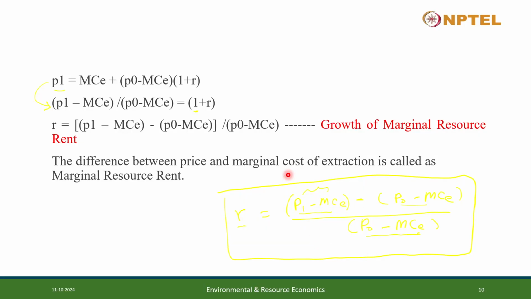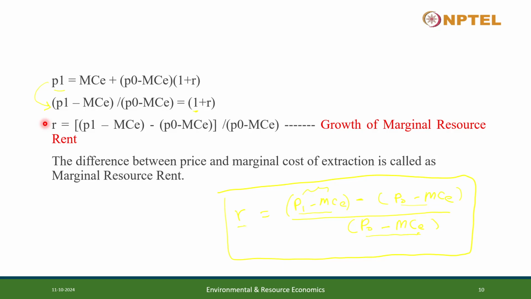So now we are getting the value of r. After rearranging all this, we are getting r equals (P1 minus MCE minus (P0 minus MCE)) divided by (P0 minus MCE). So it is kind of a growth of marginal resource rent. How is this term growing from the present towards the future? What is the growth of resource rent? This is represented by my r term, and this r term is also known as the rate of interest or rate of discount.